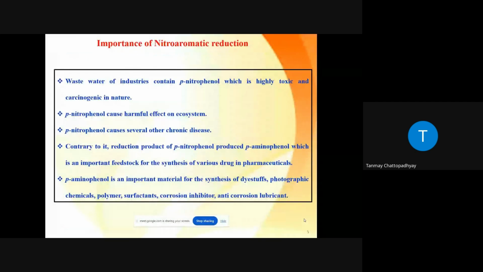Because wastewater of industries contains paranitrophenol, which is highly toxic and carcinogenic in nature. Paranitrophenol has harmful effects, but its reduction product is an important feedstock for the synthesis of various drugs in pharmaceuticals, of photography chemicals, polymers, etc.